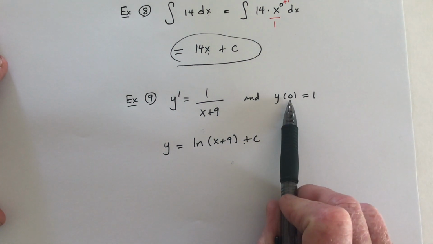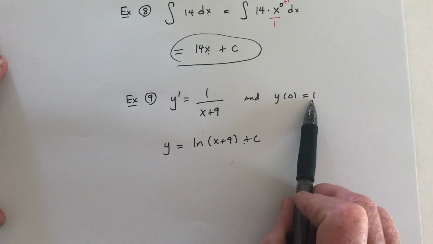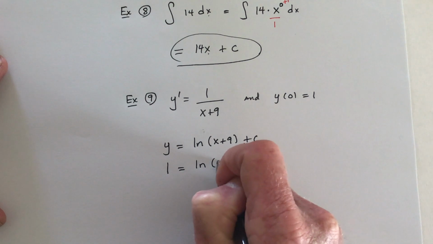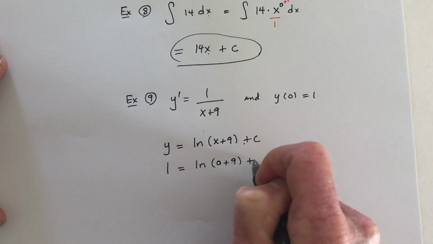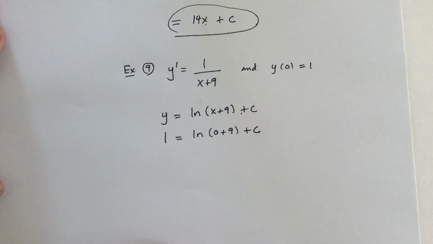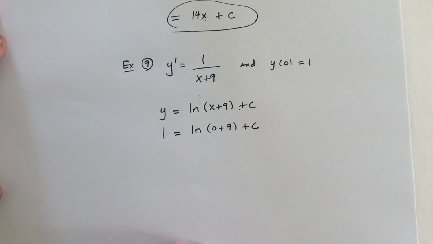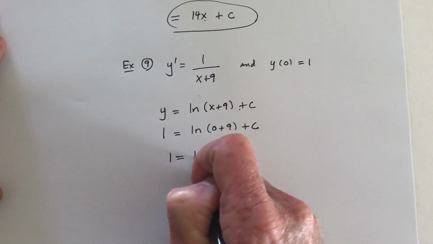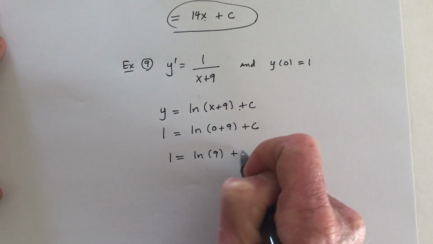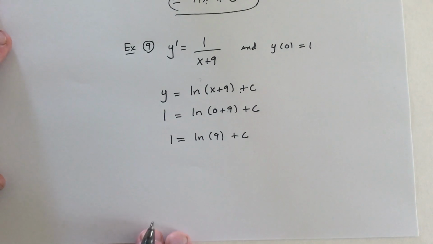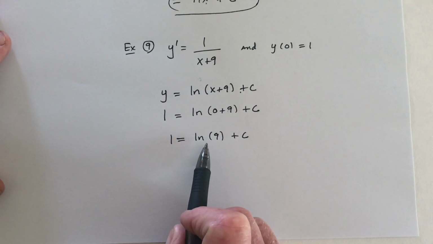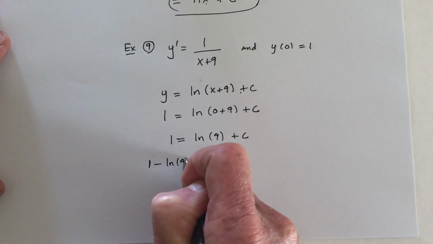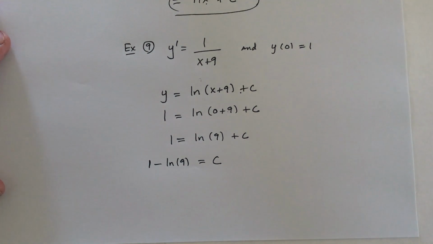And now this one is saying if you plug in a 0, then y will equal 1. So substitute a 1 for y and a 0 for x, and then we could see what the c equals. Well, this is just the natural log of 9. So in order to solve for c, I just need to subtract this number from both sides. So the left side is going to become 1 minus the natural log of 9, and then that's what c equals.